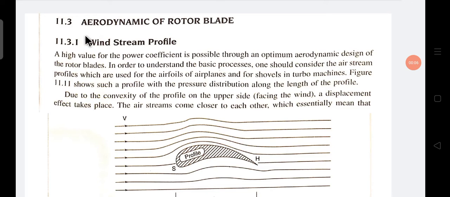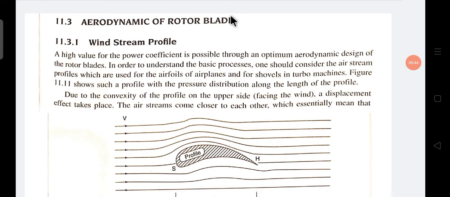Today we are going to discuss the aerodynamics of the rotor blade. In previous classes we have studied the history of wind energy converters. In these converters we have seen that there are windmills, and in the windmill there are several blades, the rotor blades. So for high efficiency, let us now see the aerodynamics of the rotor blade.